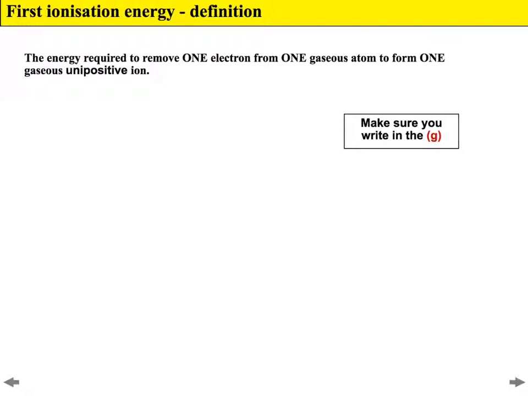So the definition of first ionization energy is the energy required to remove one electron from one gaseous atom to form one gaseous unipositive ion. You might see some other definitions talking about moles, but this is accepted for AQA. A common question is for them to ask you to write the equation showing the first ionization or the second, third, fourth, fifth, etc. of a particular atom or ion.